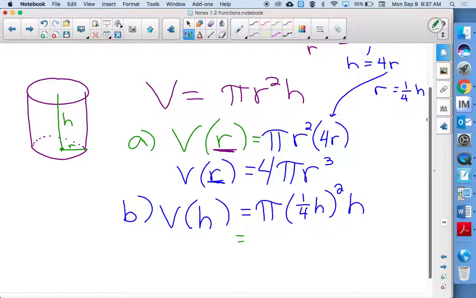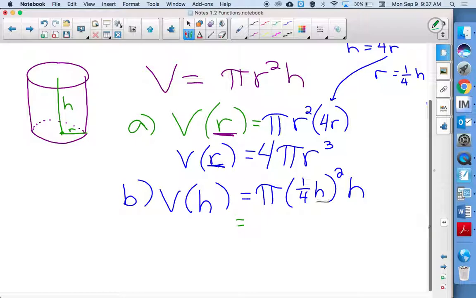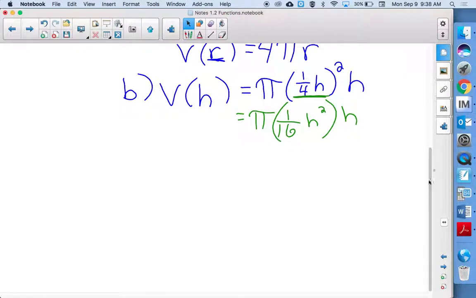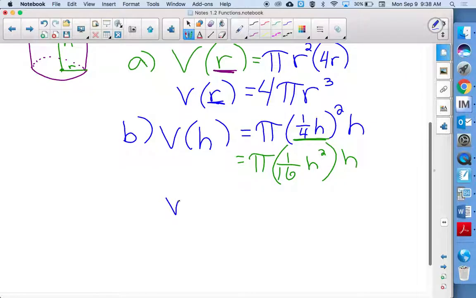Now we need to do a little bit of simplifying. So the part that's squared here, Colin, do you know what 1/4 squared is? 1/16. Nice job. 1/16. I then have an H squared. So that's what that quantity becomes if I square it, and then we still have the H outside. So Colin, if we just kind of rearrange the terms to make it look nice, what would that become? 1/16 pi H cubed. Yeah.